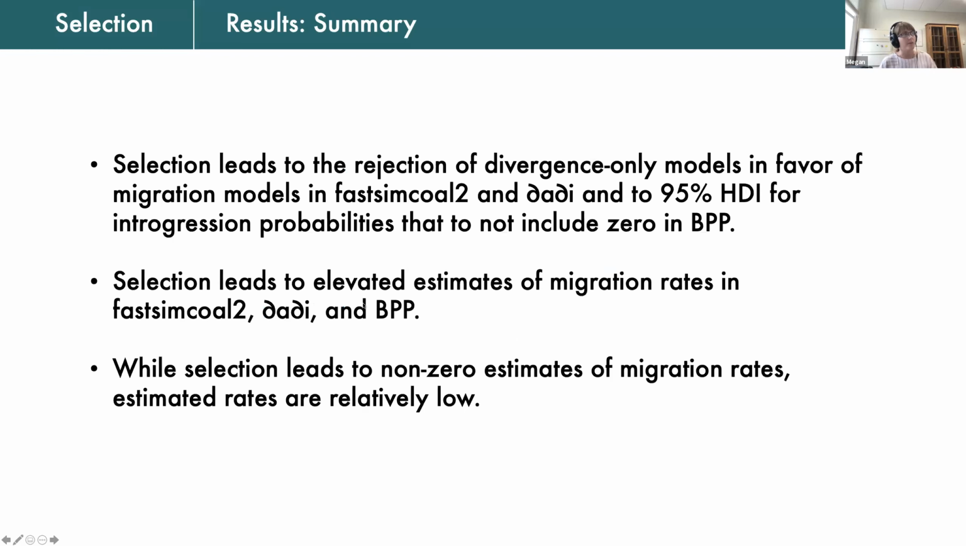Okay, so we found that selection does lead to the rejection of these divergence-only models in favor of migration models in FastSimCoal2 and DADI, and it leads to 95% highest density intervals for integration probabilities that do not include 0 in BPP. So selection is causing us to falsely infer migration. It leads to elevated estimates of our migration rates in all of the programs, but even though these estimates are non-zero, they are relatively low.